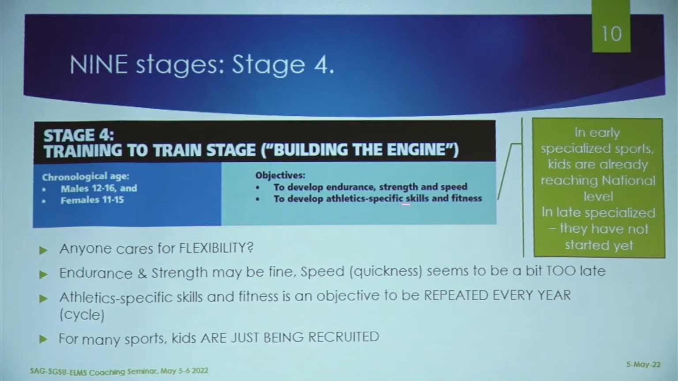To develop athletic-specific skills and fitness. Again, I honestly don't know how they were actually picking the motor qualities to be developed at that particular age. That is when suddenly I say, hey, where is flexibility? It was supposed to be done earlier even, not now. But it hasn't been mentioned. Endurance, strength, and speed. Yeah, okay. 12 to 16, 11 to 15.